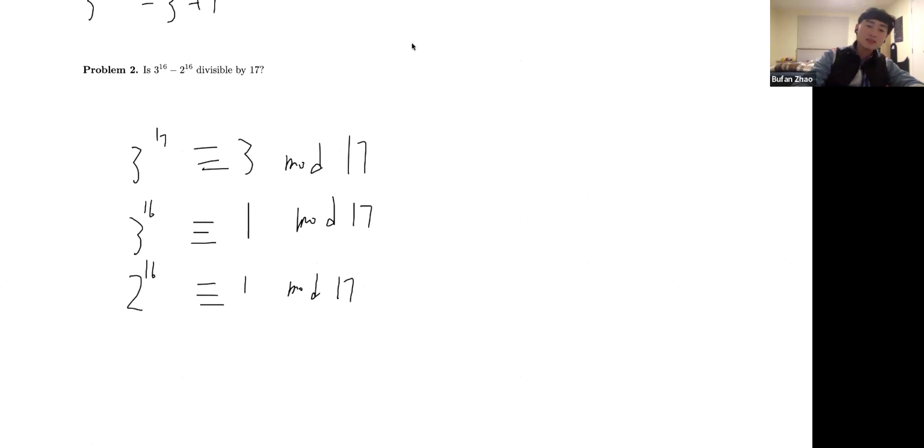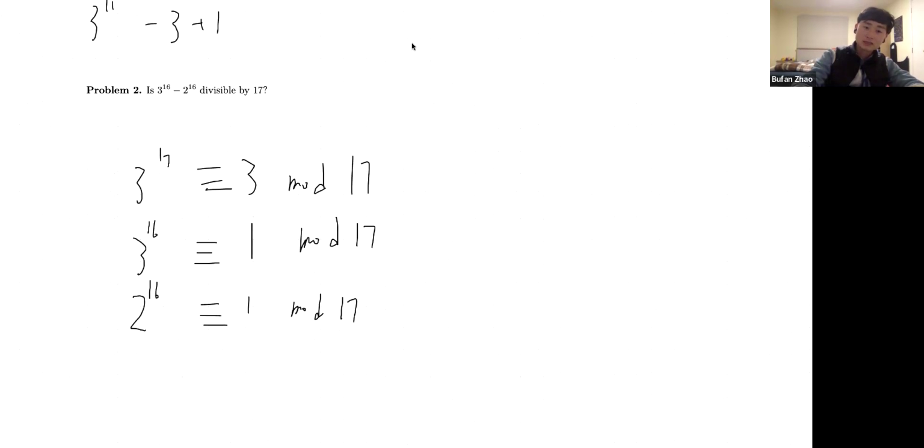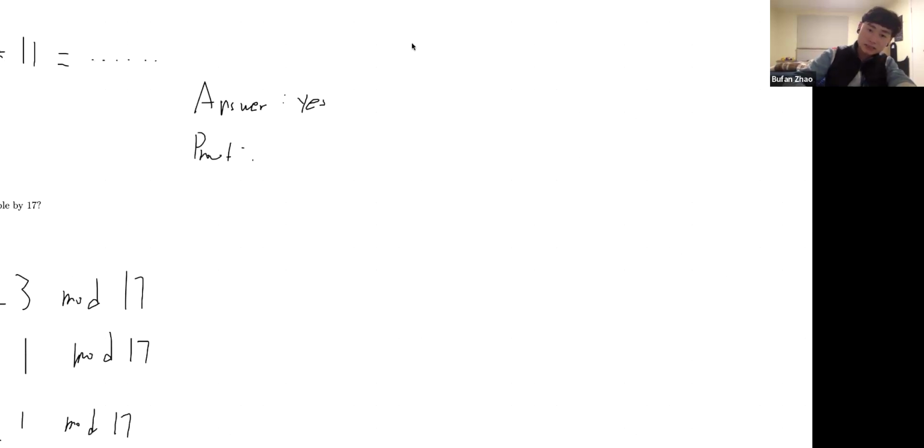Yes, thank you. So the answer to this question is yes, and I'll write out the proof, because remember, in Math Olympiad, we always need to justify what we're saying. So answer, yes. Proof, by FLT: 3 to the power of 16 minus 2 to the power of 16 is equivalent to 1 minus 1, which is equivalent to 0 mod 17. And then we're done.